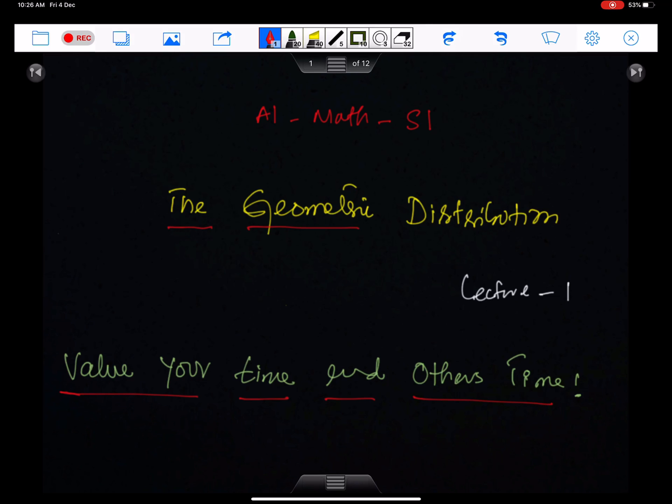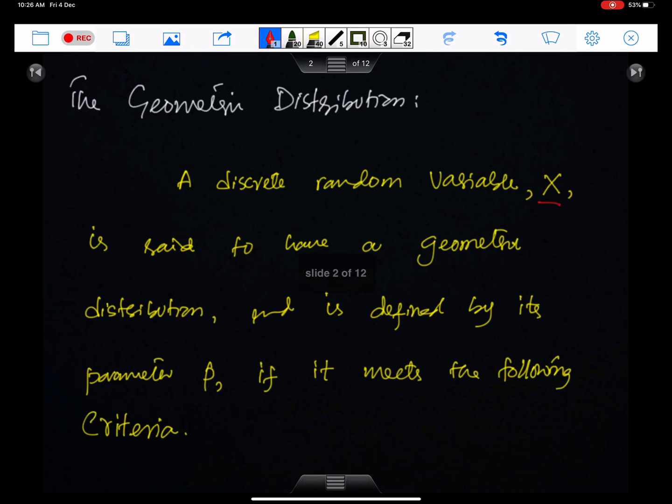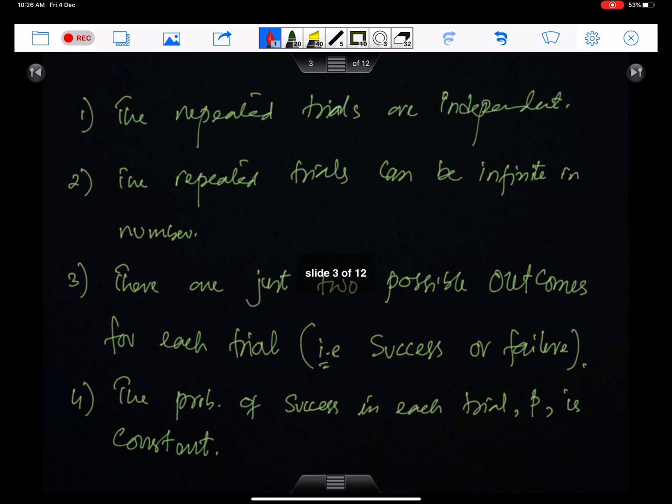The geometric distribution, lecture 1. A discrete random variable X is said to have a geometric distribution and is defined by its parameter p if it meets the following criteria. You can say these are the conditions for the geometric model.